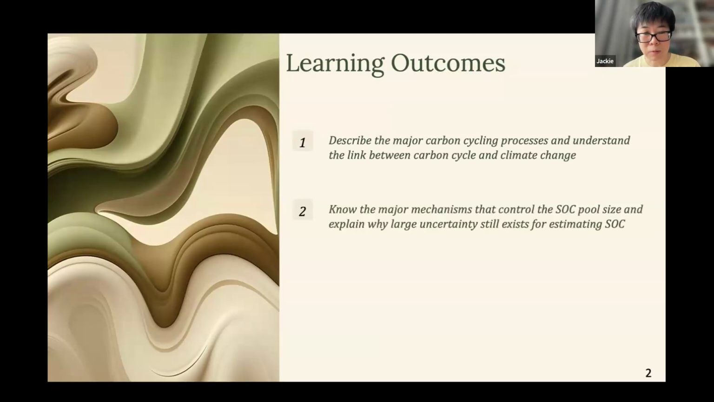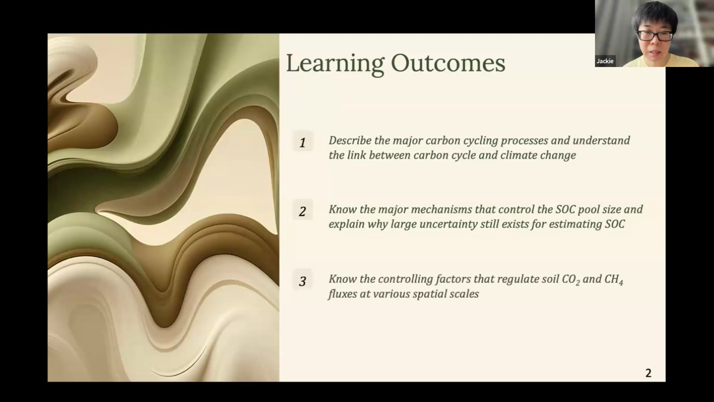Secondly, by the end of this lecture, students are expected to know the major mechanisms that control the soil organic carbon pool size, and to be able to explain why a large uncertainty exists in estimating soil organic carbon. And finally, students will know the controlling factors that regulate soil CO2 and methane emissions at various spatial scales, including agricultural ecosystems and even wetlands and forests as well.